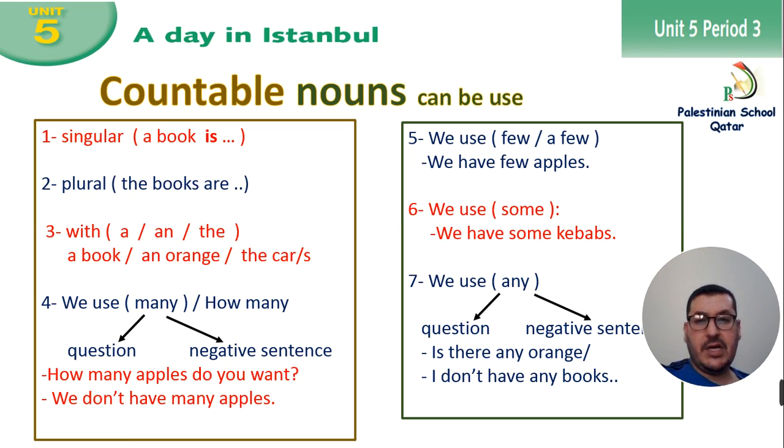So with the countable nouns we have number 1, singular, we can put is to make it singular. Number 2, we have plural, we can put the plural form of the verb, are. Number 3, we can use a and the with the countable noun. Number 4, we can use many or how many. Number 5, we can use few, a few. Number 6, we can use some, and number 7, we can use any and many.